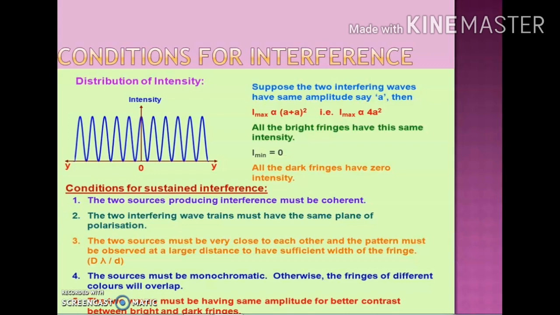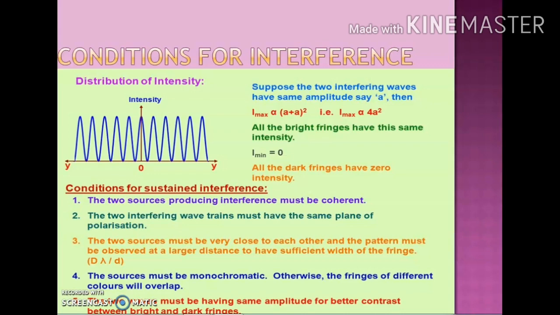The fourth condition is the sources must be monochromatic, meaning they should be of single wavelength. Otherwise, what will happen? The fringes of different colors will overlap with each other. The next condition is the two waves must have the same amplitude, so that we can get better contrast between the bright and dark fringes.